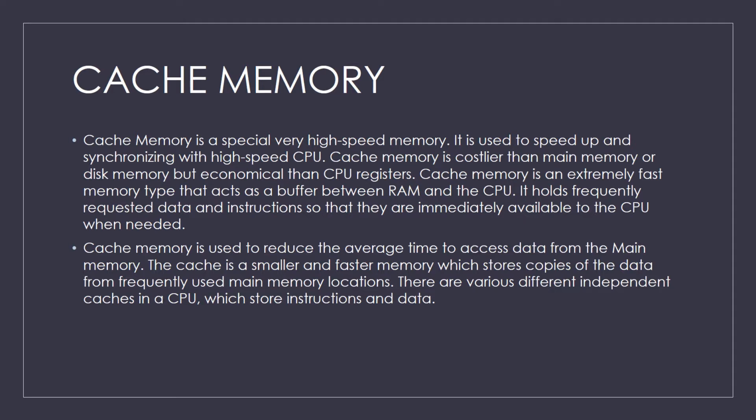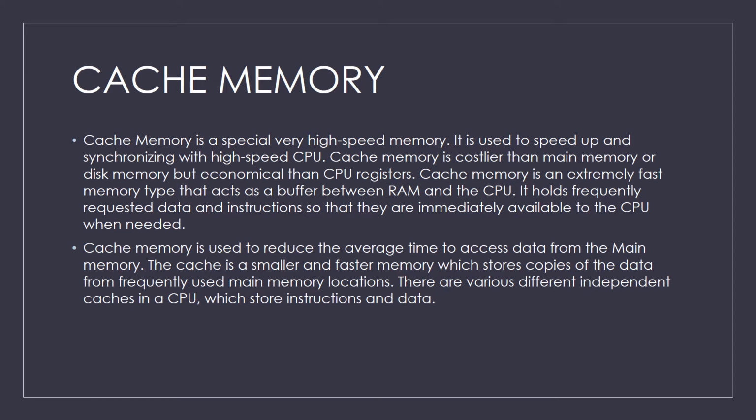Cache memory. Cache memory is a special, very high-speed memory. It is used to speed up and synchronize with the high-speed CPU. Cache memory is costlier than main memory or disk memory, but more economical than CPU registers. Cache memory is an extremely fast memory type that acts as a buffer between RAM and the CPU. It holds frequently requested data and instructions so that they are immediately available to the CPU when needed.